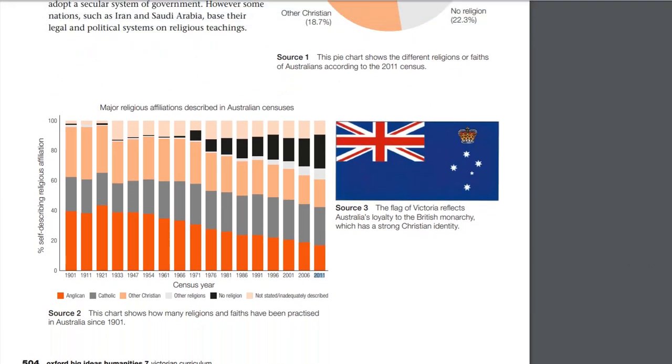Now, along here is the percentage of self-describing religious affiliation. So this is the percent of people who have said that they follow these religions. And each religion is represented by a colour. So Anglican is this orange colour.